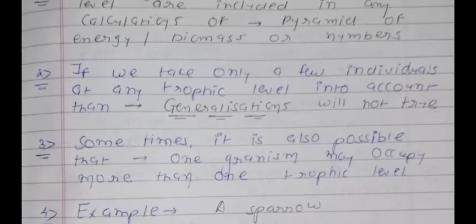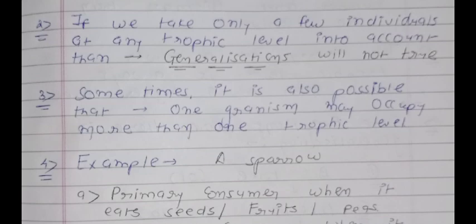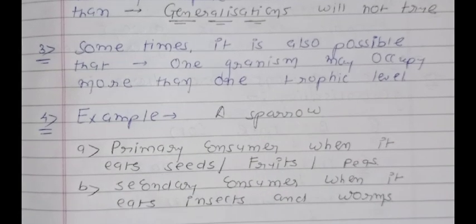If we talk about generalization, it means if we take only a few individuals at any trophic level into account, then the generalization will not be true. If we take some organisms and do not take other organisms, then it is not a true method of generalization, because in the process of generalization each and every individual must be included. Point number 3: sometimes it is also possible that one organism may occupy more than one trophic level.